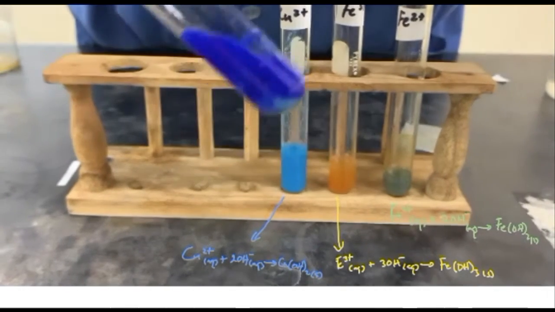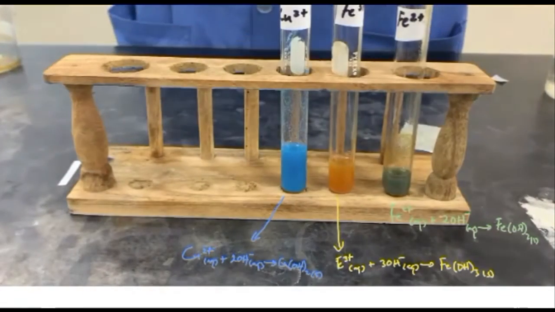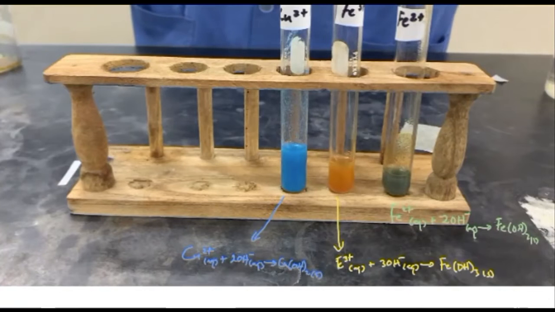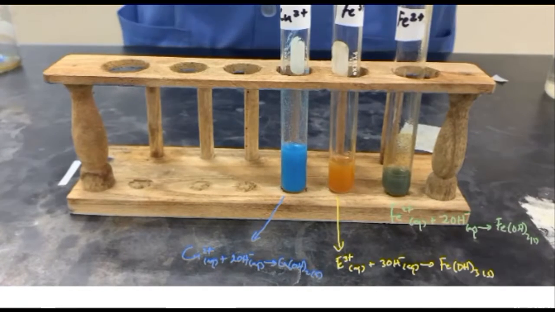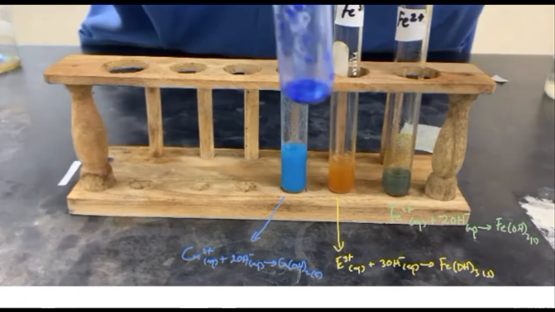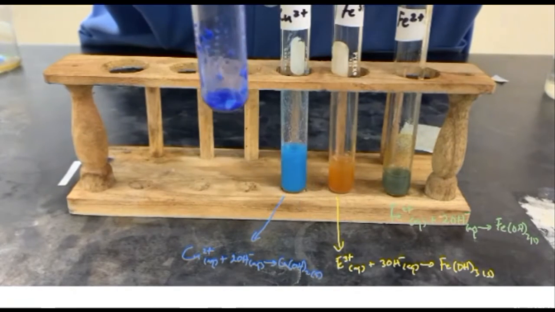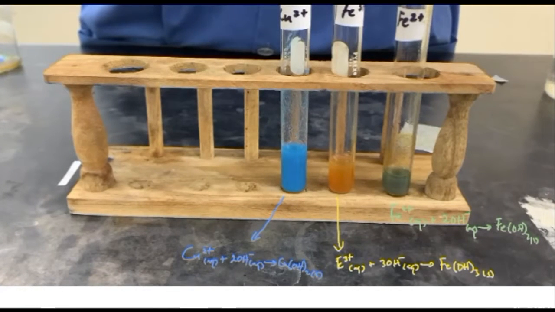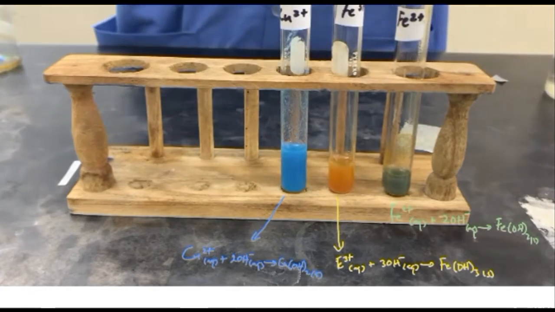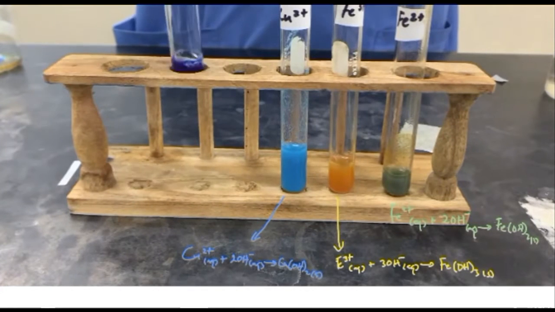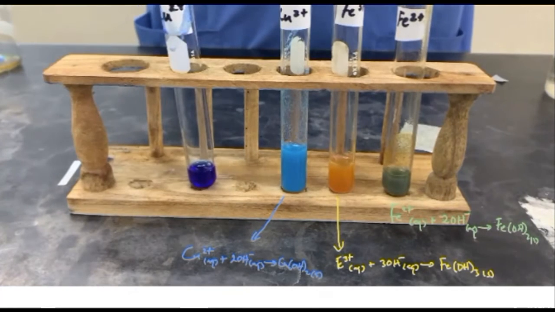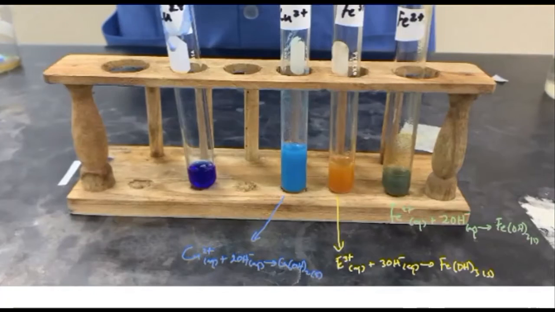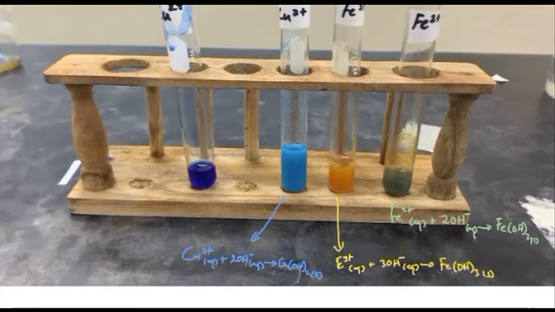We get a blue precipitate. We're just going to pour off most of it so we can check to add in excess, and in excess we are seeing where we get our deep blue solution. So this is our copper 2+ ions in aqueous ammonia.